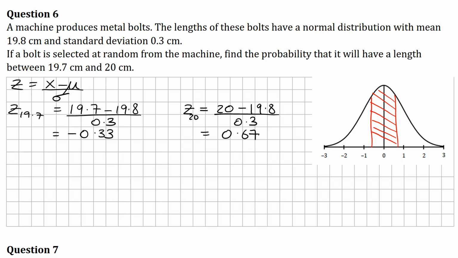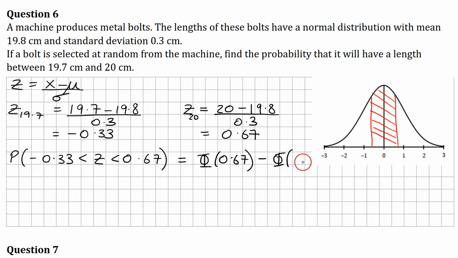Okay, so we set up our probability. We want a probability of a z-score which is between these two values. Now remember what we do with this. That means we want the left of the higher z-score minus the left of the lower one. Now we have a problem here because we have a negative z-score which we can't do, but the left of a negative is the same as 1 minus the positive z-score.